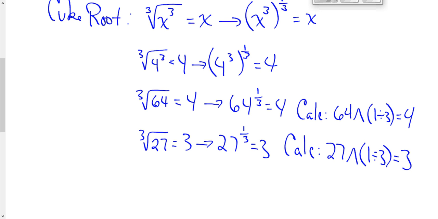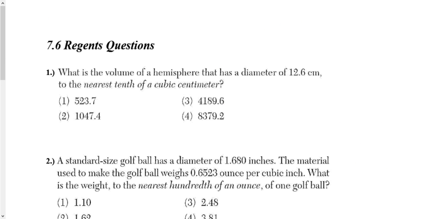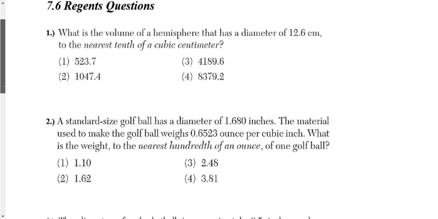Right. Let's move on now to the Regents questions. Okay. Let's look at our first one. So volume of a hemisphere, diameter 12.6. This should be pretty straightforward. We're not going to get through all of them. We'll skip a couple here. They gave you the diameter, so of course we need the radius. What's the radius equal? 6.3. All right, this is just basic plug and chug, right? Except that it's not a sphere, it's a hemisphere.